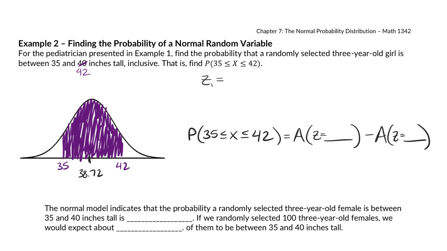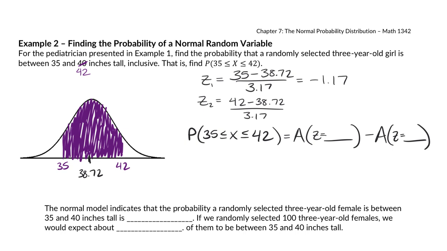I wouldn't put 35 down there because that's a different notation in this unit. We will do 35 minus the mu, which from the last problem was 38.72, divided by sigma, which is 3.17. 35 minus 38.72 over 3.17. Yeah, we found this in the last problem. Our second z-score for our higher boundary, we would do 42 minus 38.72 over 3.17.